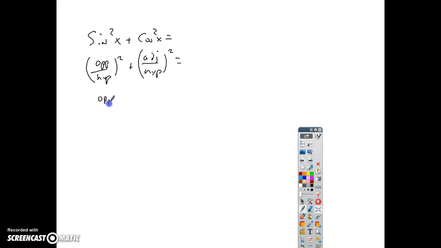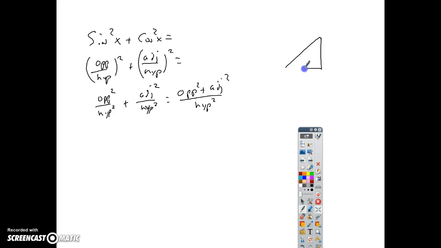So this would be opposite squared over hypotenuse squared plus adjacent squared over hypotenuse squared. And that means that the top is opposite squared plus adjacent squared, because I have a common denominator, over hypotenuse squared. Miss Stonebreaker, what is opposite squared plus adjacent squared? I don't know. Why are you asking? You know the answer. Let me draw a triangle for you. Here's a triangle. Here's my angle. Here's my right angle. This is the opposite. That's the adjacent. What is it? It's hypotenuse squared, is it not?